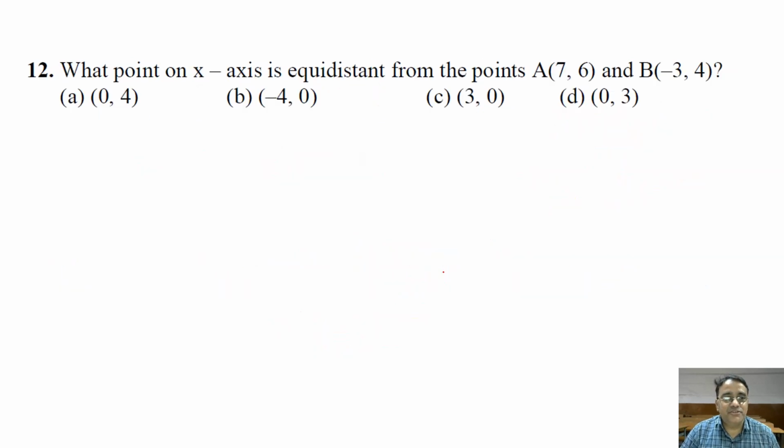So now we are moving toward question number 12. What point on x-axis is equidistant from the points A and B. Look, I am making a rough figure. Suppose this is a point on x-axis, P, and these are the two given points A and B. So that means AP is equal to BP is given. So what will we do? AP square is equal to BP square. Now the point is on x-axis, that means the coordinate of that point is (x, 0). I am taking it as P.